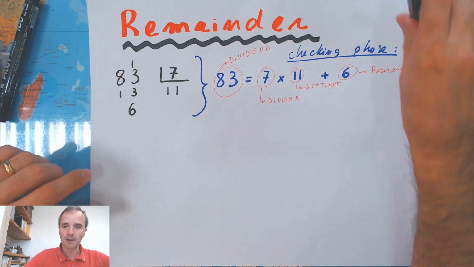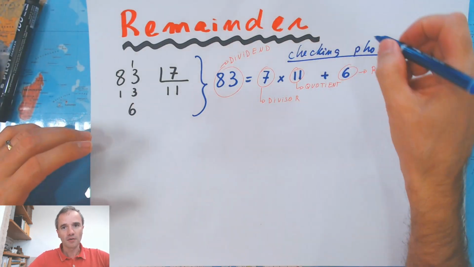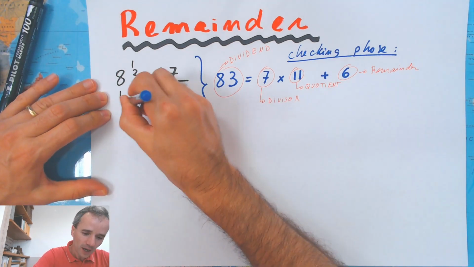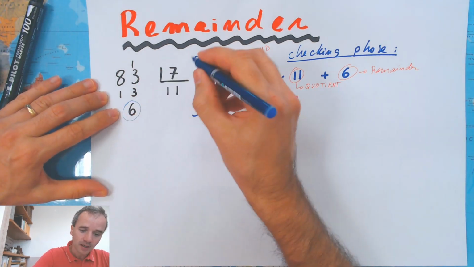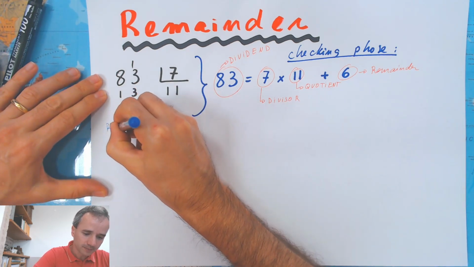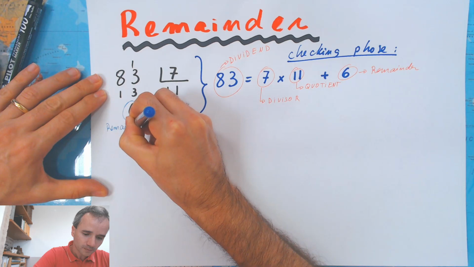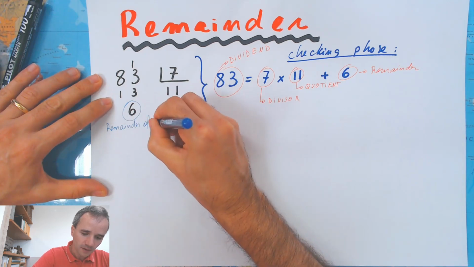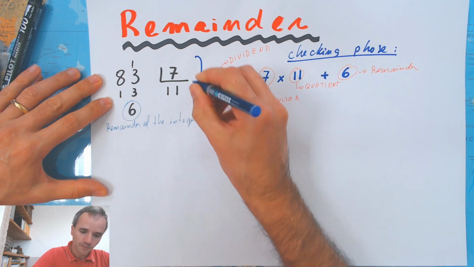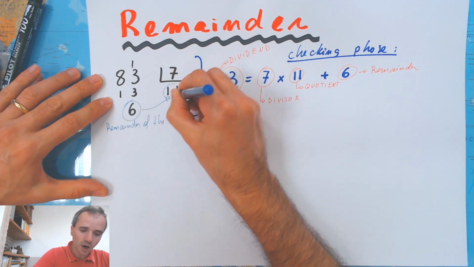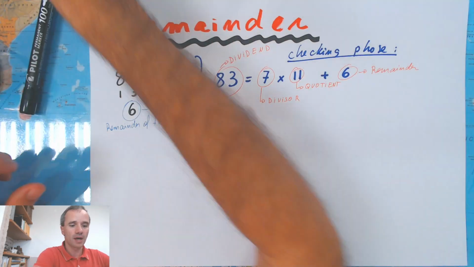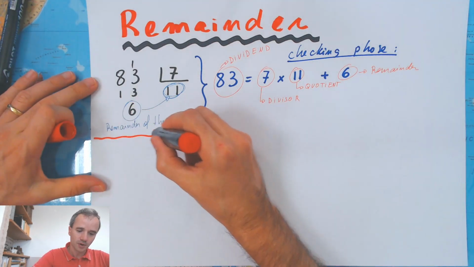Good. Now, something so far you're saying, of course. It's not that obvious. Why? The 6 is the remainder, but we say that it is the remainder of the integer division. It is a remainder of this part in here. Now why am I saying all that? Because look in here now.